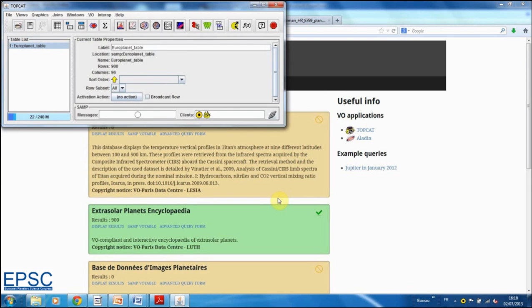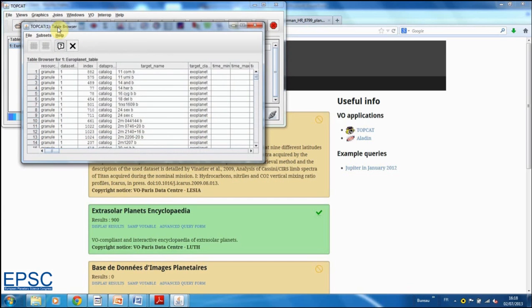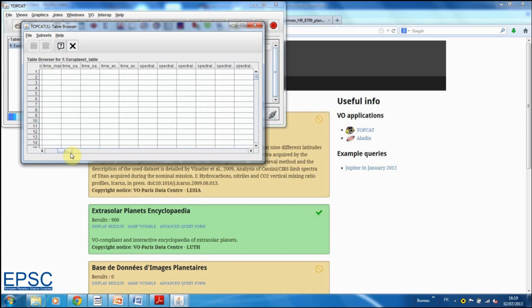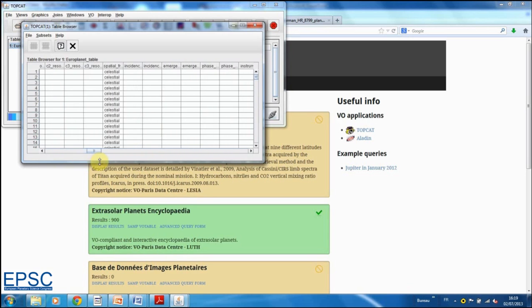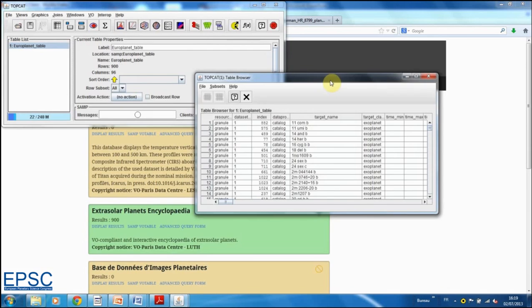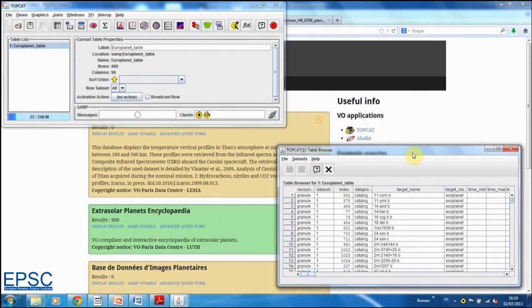Once the loading is completed, we see the Europlanet table, corresponding to the selected catalogue in the table list section of TopCat. By clicking on this icon, we can browse the catalogue content. The catalogue, visible here, contains physical parameters for all detected exoplanets. Let's see what these parameters correspond to, with some plots for helping.